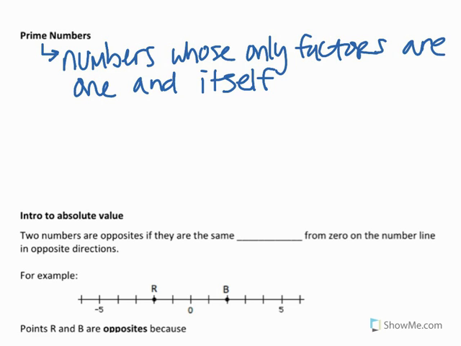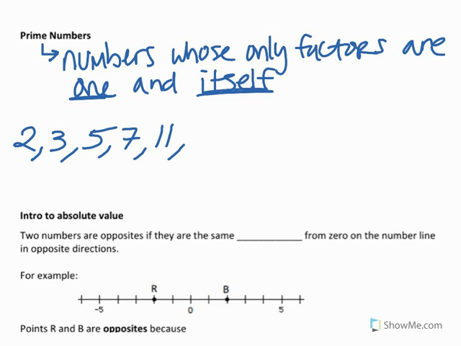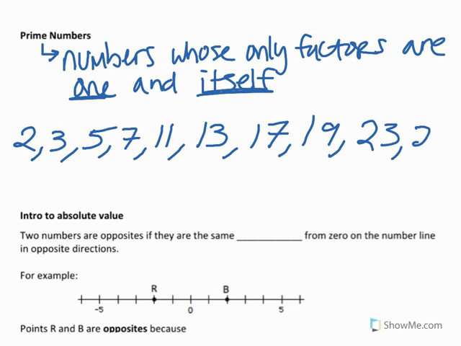When we look at prime numbers, we always start at 0, and we take a look at the first numbers where the factors are 1 and itself. That would be 2, 3, 5, 7, 11, 13, 17, 19, 23, and 29. These are all the prime numbers between 0 and 30. Notice 2 is the only even prime number because every other even number divides by 2.